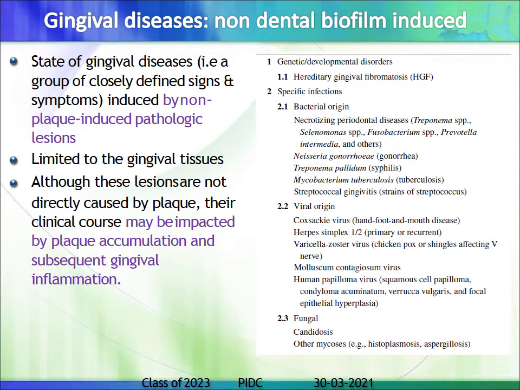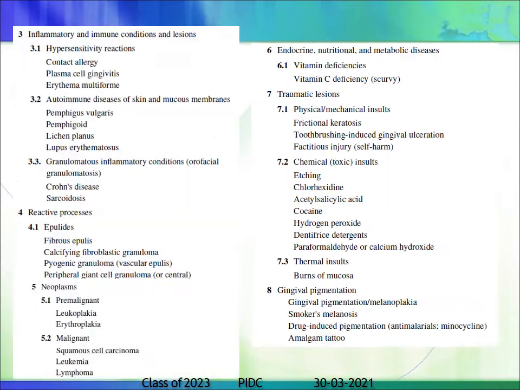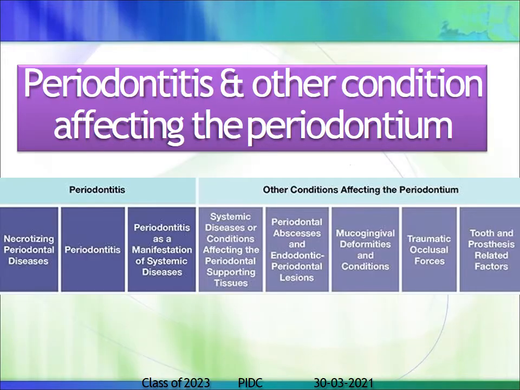So what are the causes for this? It could be hereditary, or it could be specific infection, for example bacterial, viral or fungal. It could be because of any inflammatory or immune conditions and lesions, reactive processes, endocrine, nutritional, metabolic diseases, any traumatic lesions or gingival pigmentation. So all this, if it results in any changes in the gingiva, then it tends to be a gingivitis due to a non-biofilm induced condition.